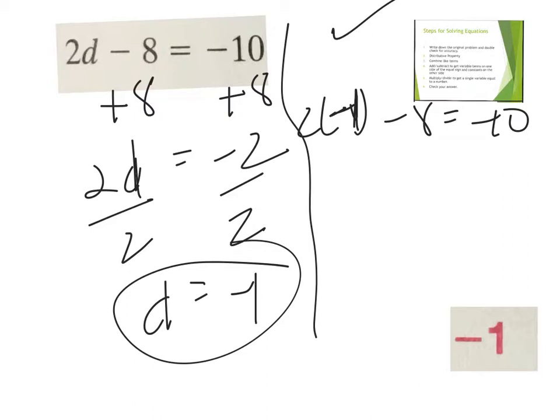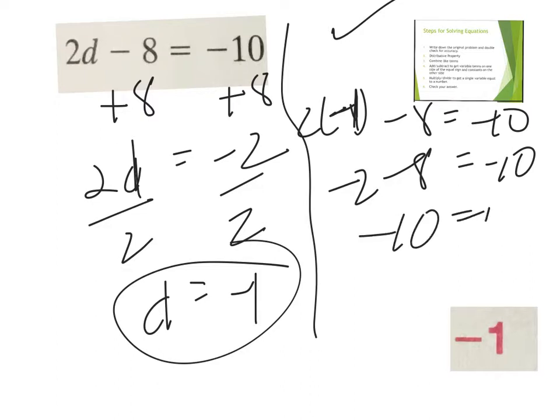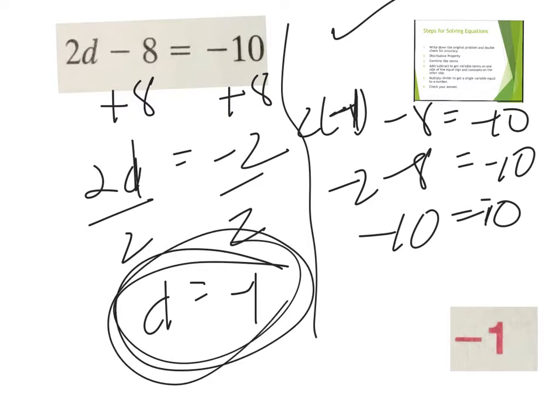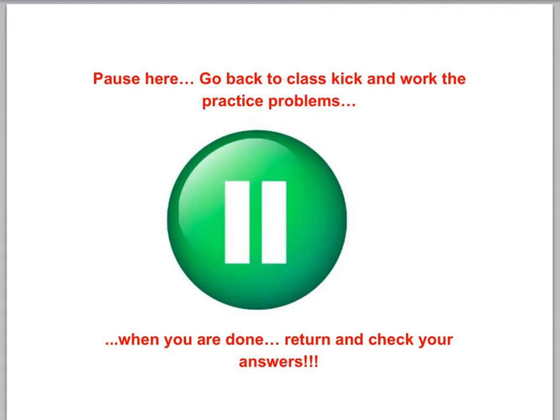Well, 2 times negative 1 is negative 2 minus 8 more equals negative 10. And this is where I expect you to know this isn't 6 or some kind of 6. It's negative 2 minus 8 more. So it becomes negative 10. And there you go. So d equals negative 1 is the correct answer. All right, your turn. Head on to class kick, and you've got a couple more.